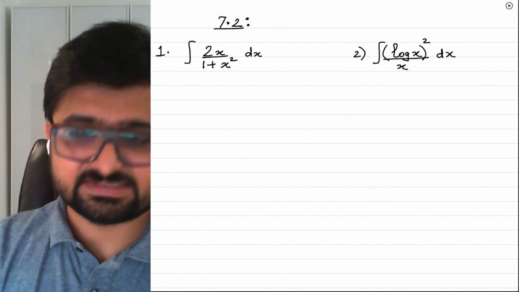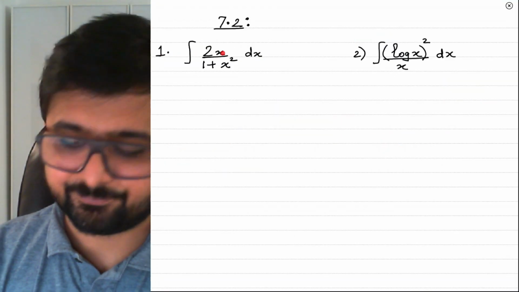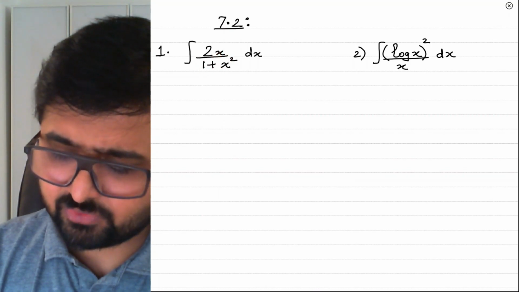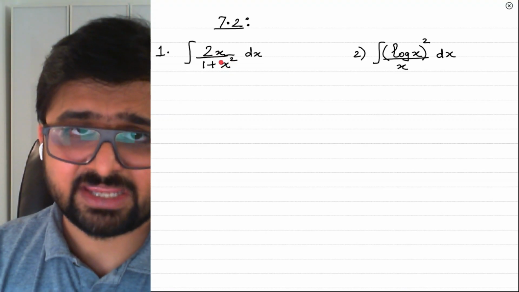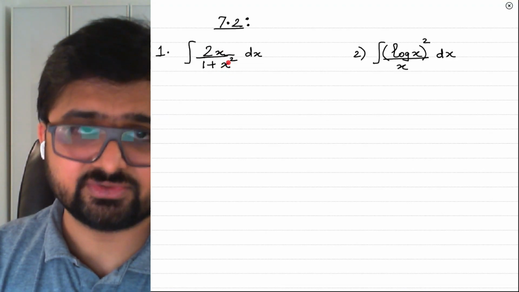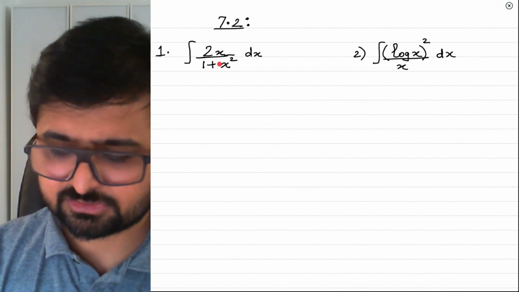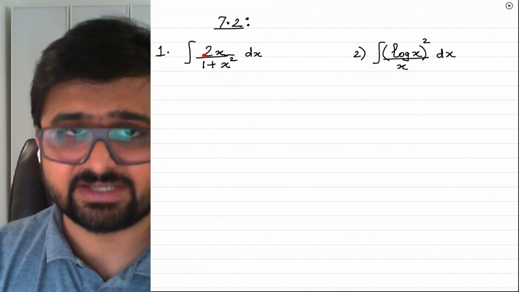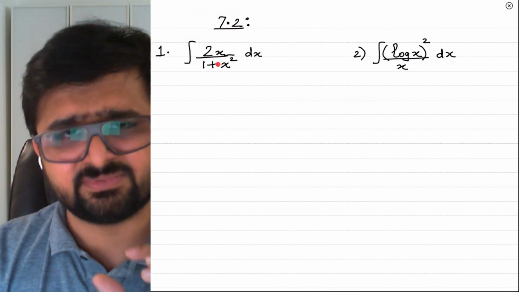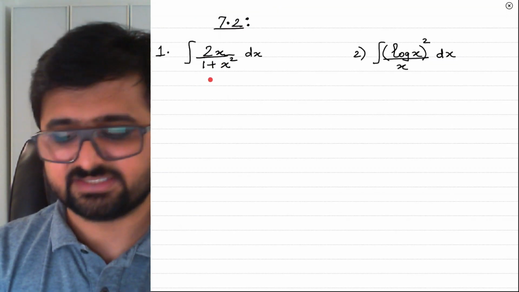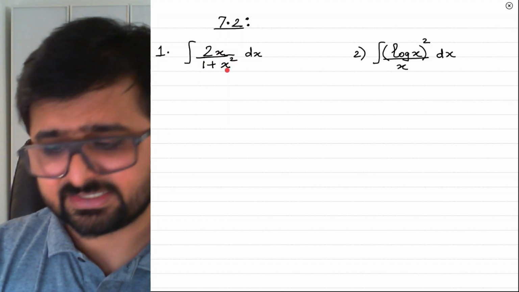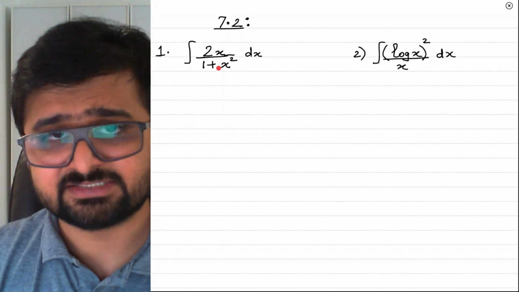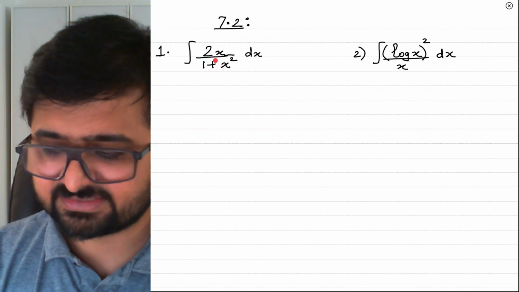Now let's get started with exercise 7.2, question number 1. It says 2x over 1 plus x squared. If you notice this, the derivative of x squared is 2x. So the derivative of x squared is present. Also note that we cannot directly integrate this. We cannot directly split it or do any kind of algebraic simplification to simplify this. So we check whether there is a function whose derivative is present. Here we see that the derivative of x squared is 2x.